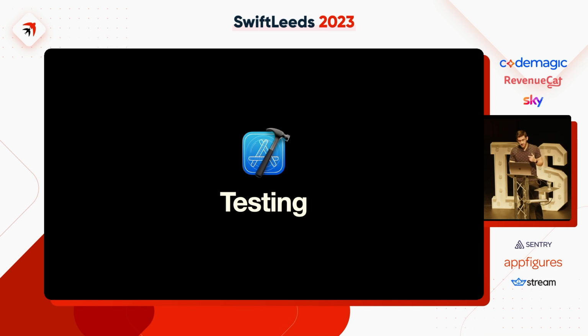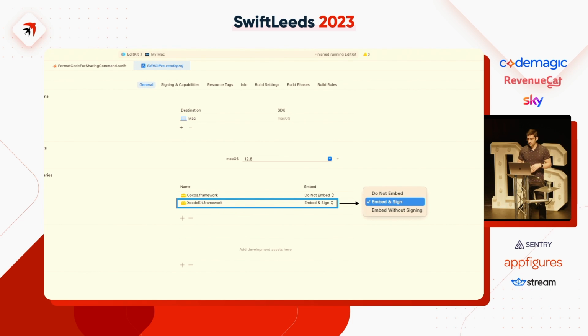When it comes to testing editor extensions, it's a little bit different than testing your normal app. The first thing you have to do, and it's not documented anywhere, but your extension won't show up unless you do this, is go into your project settings and embed and sign XcodeKit. I wish it was documented. It isn't, and I've wasted several hours trying to figure this out. But just make sure to do that.